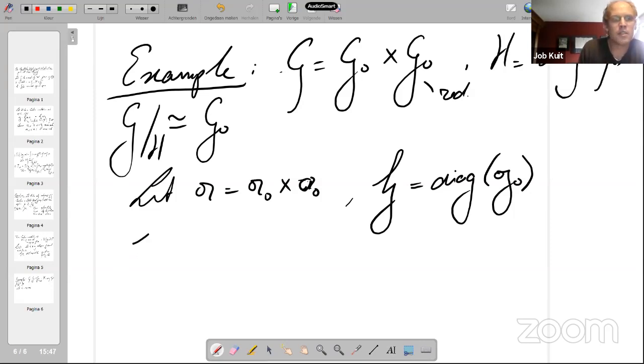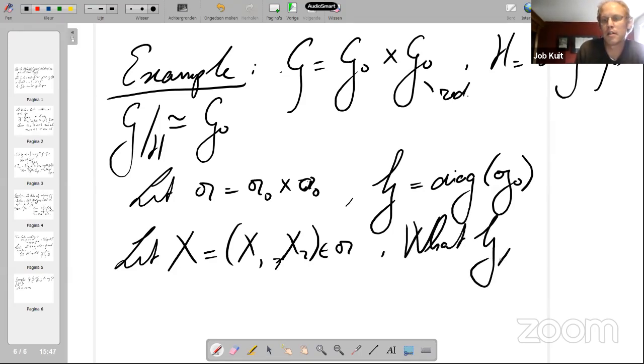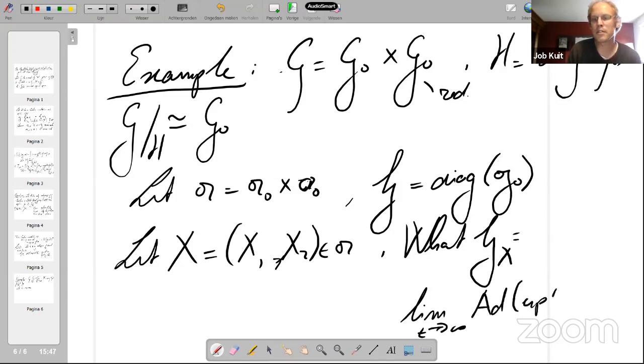So now the question is, if I have an element X in A, this is really a pair X1, X2 in A. The question is, what is the limit of this Lie algebra? So again, what I'm going to do is take the limit for t to infinity of the adjoint representation of e to the t X acting on this Lie algebra.